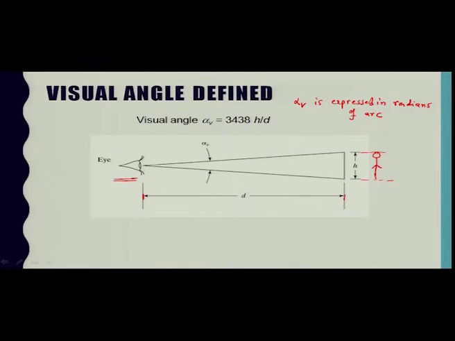So here are some of the techniques that we use to estimate this visual angle. It is usually converted into arc minutes. So 1 arc minute equals 1 by 60 degree. So from this figure we can take alpha v equal to 60 into 360 upon 2 pi into h by d. This is 3438 h by d.